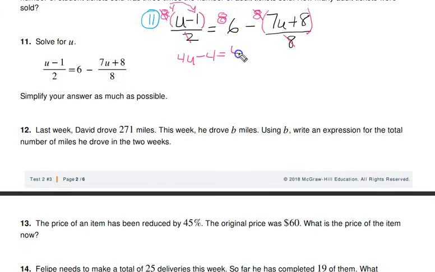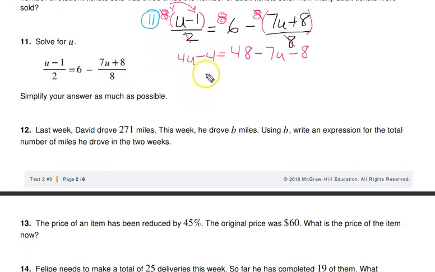This is a 48 here. Now this is the tricky part. You have a negative sign in front of a parenthesis now, so you have to change each of these signs. This becomes a negative 7u, and this becomes a negative 8. All right, that was a little tricky. That's why grouping symbols are important in doing something like this.